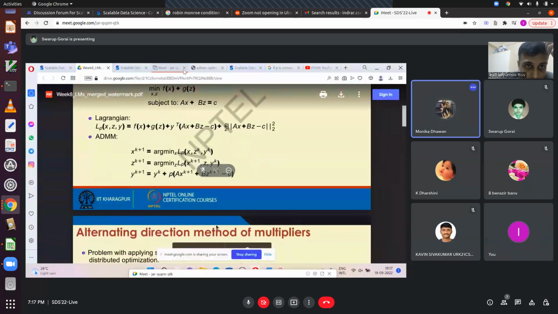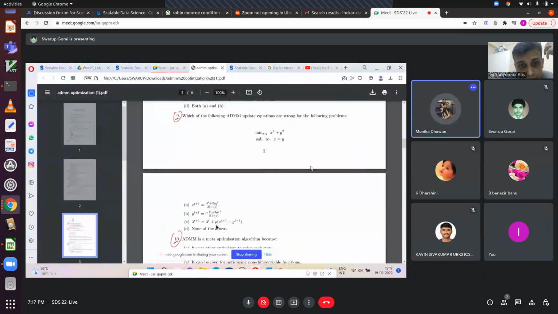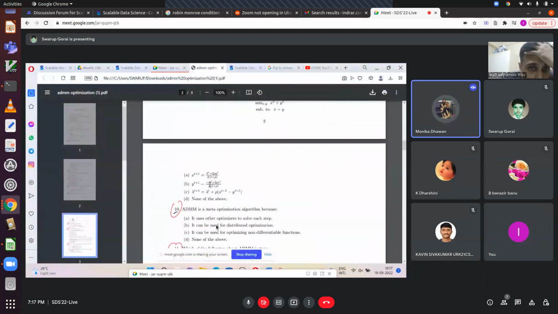So can I come to the question now? Yeah, sure. Now it's written that the following update equations are wrong for the following problem. Update equation is xt plus 1. This one is the update equation.